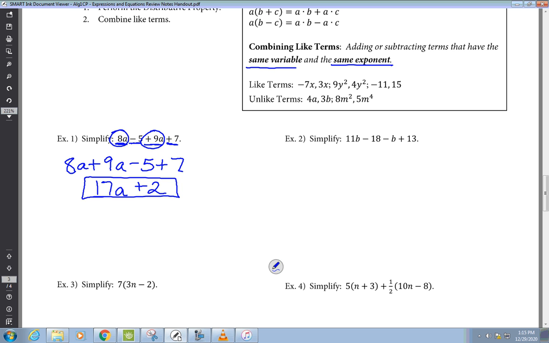17a plus 2. Now, do not attempt to put that together. 17a plus 2 is not 19a. That's 100% incorrect. You can't put those together. 17 has an a attached to it. The 2 did not. So you can't just add those together because it doesn't work that way.